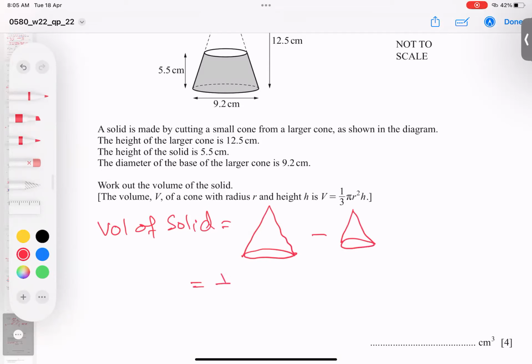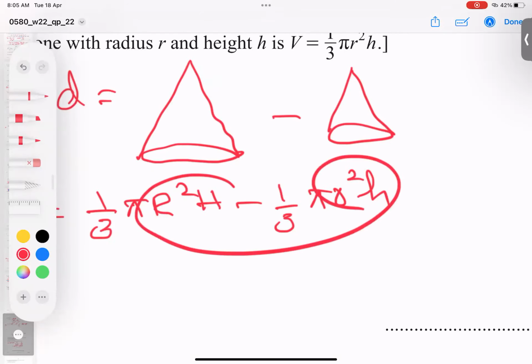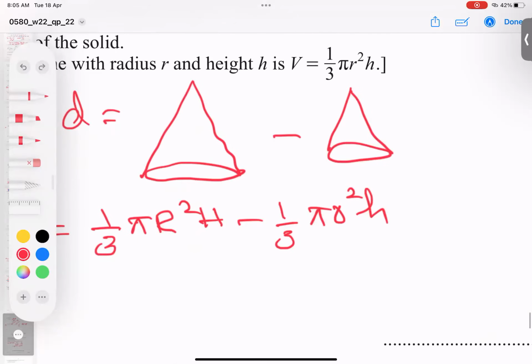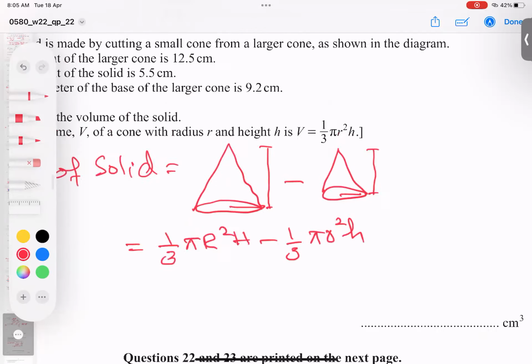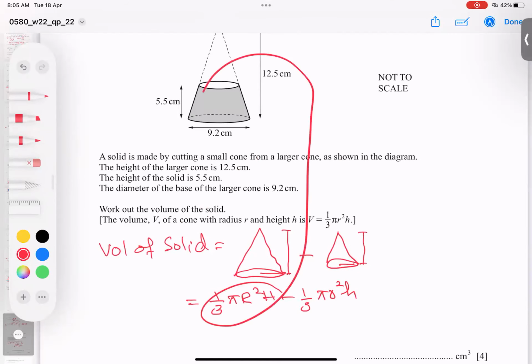So 1 over 3 pi r square h minus 1 over 3 pi r square h. You can ask me why I wrote capital and small letters: to make a difference from each other. This is the radius, this is the radius, and this is the height. It is very clear. So I think the idea is very clear. The bigger cone is very clear. I can write the answer directly.